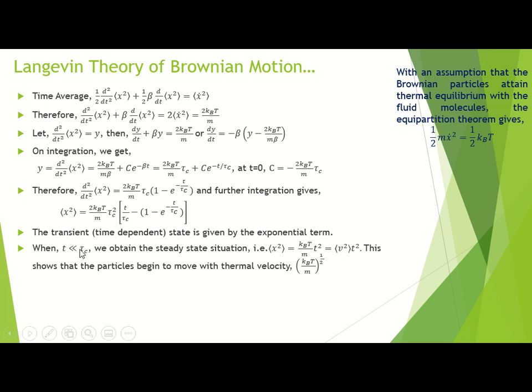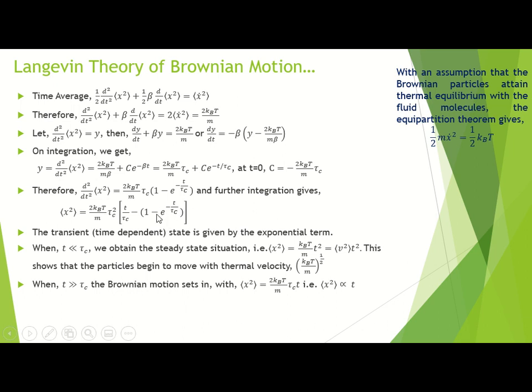Then we can have special cases, like at very small time t. Let's say we just started our Brownian motion, then what will happen? If t is very small, much smaller than tc, this quantity, e to the power minus x, has a very small x, so you can use the Taylor series expansion, which gives you 1 minus x, that is t upon tc, plus half t square upon tc square. And then you can neglect the higher order terms.